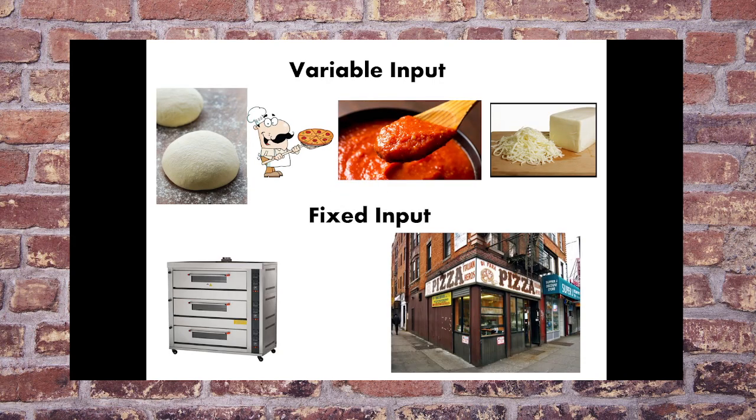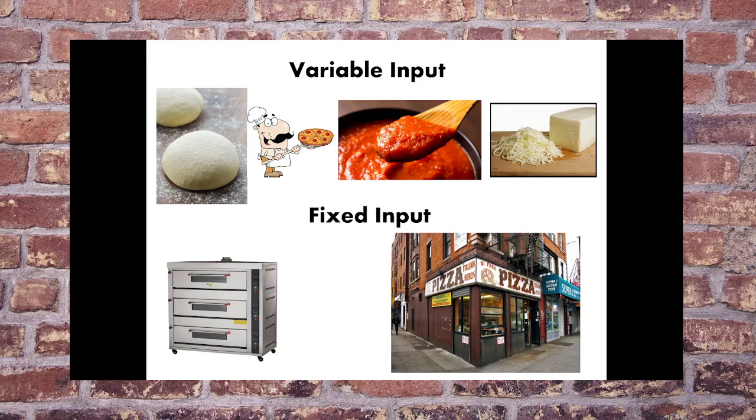The variable inputs are what they sound. These inputs change with production. If I produce 100 slices of pizza, I need these inputs. If I produce 1 slice of pizza, I need these inputs. If I produce no pizza, I do not need these inputs. These inputs vary with production. That's where the term comes from.